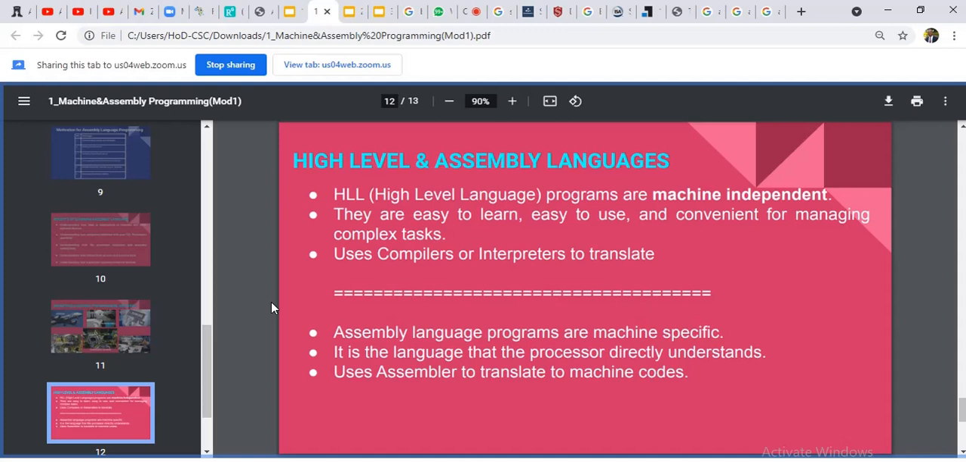But an assembly language program is machine specific. It depends on the machine you've written it on. And it is the language that the processor directly understands. We've said that already, and it uses a translator called an assembler to translate to machine code. So that's the difference between the two.